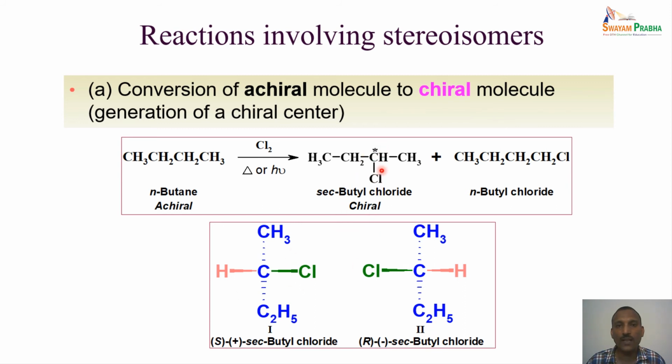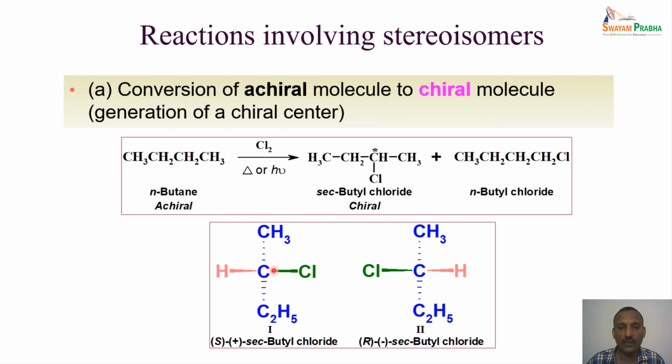Now when we say chiral center, in this particular case we can have two types of products, that is, two stereoisomers are possible. One is the S isomer, another one is the R isomer. So this is a secondary butyl chloride. We say it is S secondary butyl chloride or R secondary butyl chloride. The plus and minus sign represents the optical rotation. The capital S and capital R represent the configuration. So these are two different things.